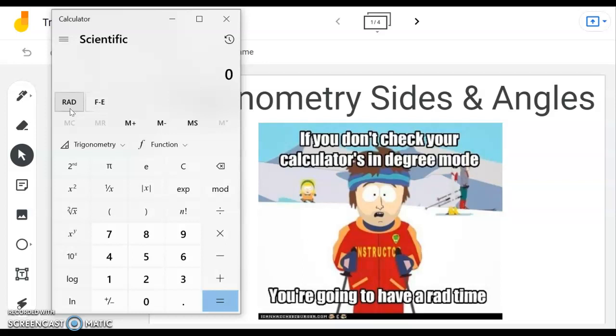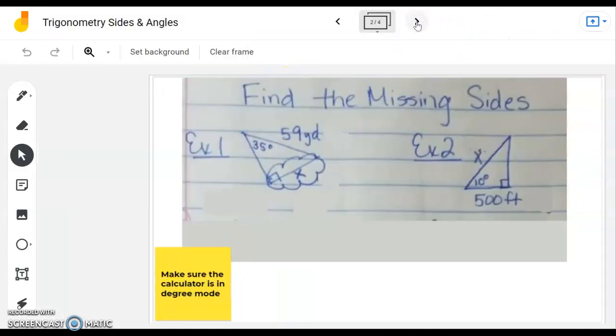Radians are a different measurement that we use to measure, and we're going to learn more about radians when we get to our circles unit. But for now, we need degree mode. So if I click it, that changes it to gradients, and here's the degree mode. Make sure your calculator is in degree mode or you're going to get some weird answers that you're not expecting. Okay, so degree mode.